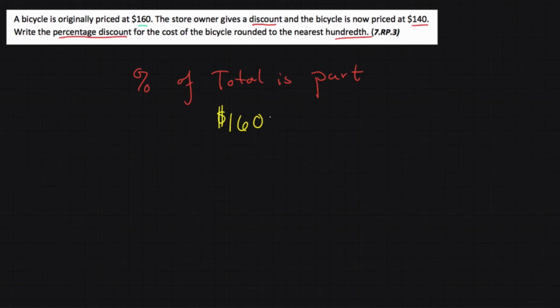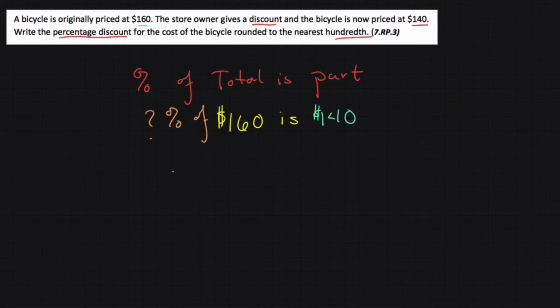That's the total. And we know we only paid part of that. What part did we pay? We paid $140. We paid part. And what about the percent? Well, that's the thing they're asking us to figure out. Write the percent. So it's still a question. What percent of 160 is 140?